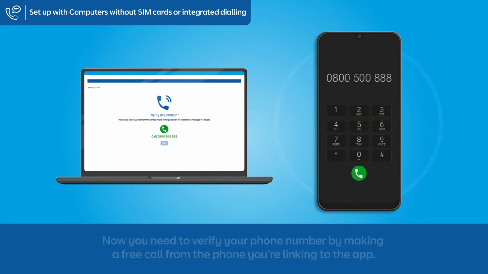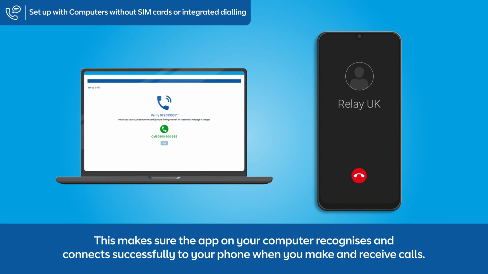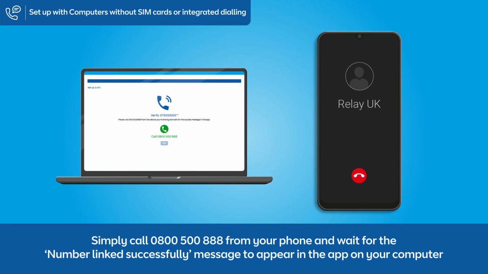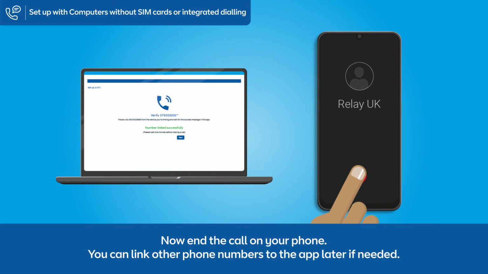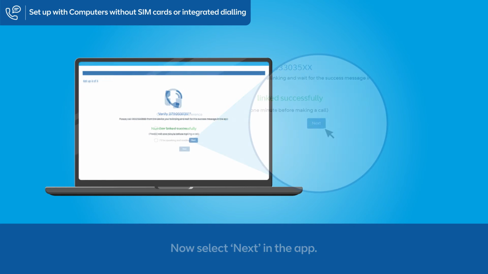Now you need to verify your phone number by making a free call from the phone you're linking to the app. This makes sure the app on your computer recognizes and connects successfully to your phone when you make and receive calls. Simply call 0800 500 888 from your phone and wait for the number linked successfully message to appear in the app on your computer. Now end the call on your phone. You can link other phone numbers to the app later if needed. Now select Next in the app.